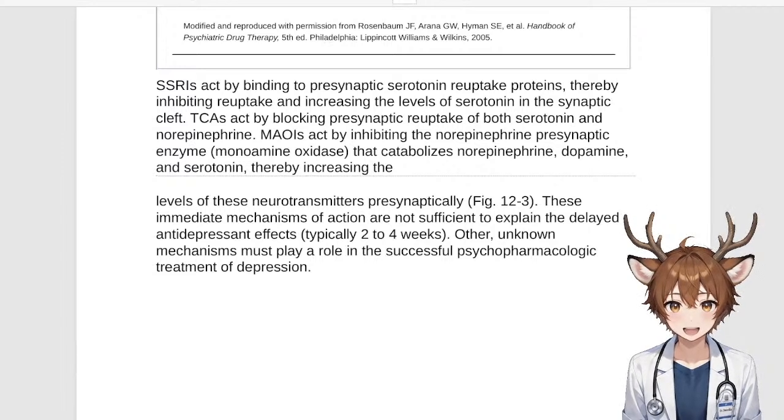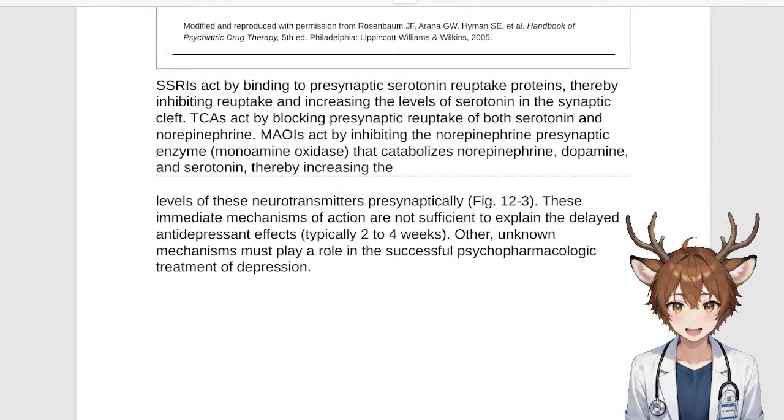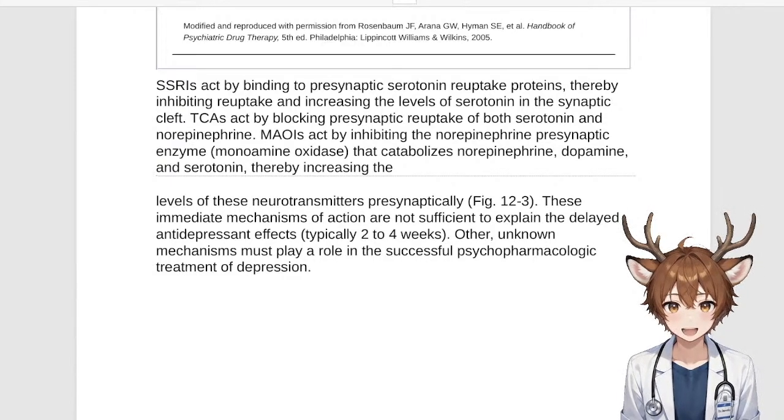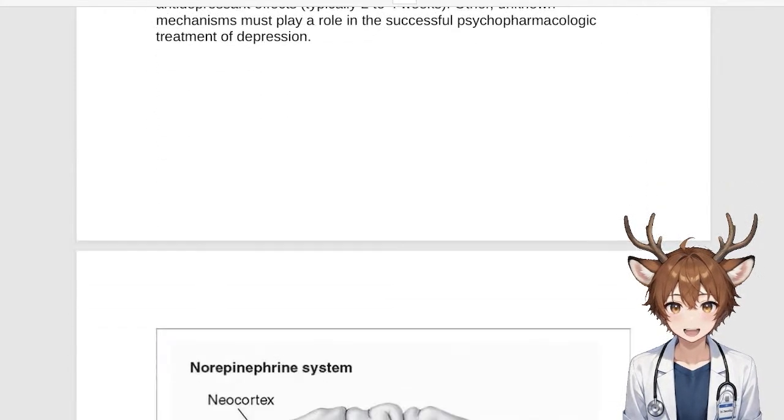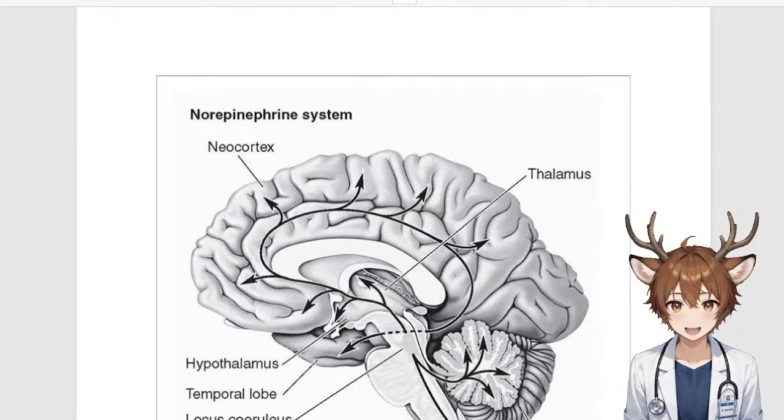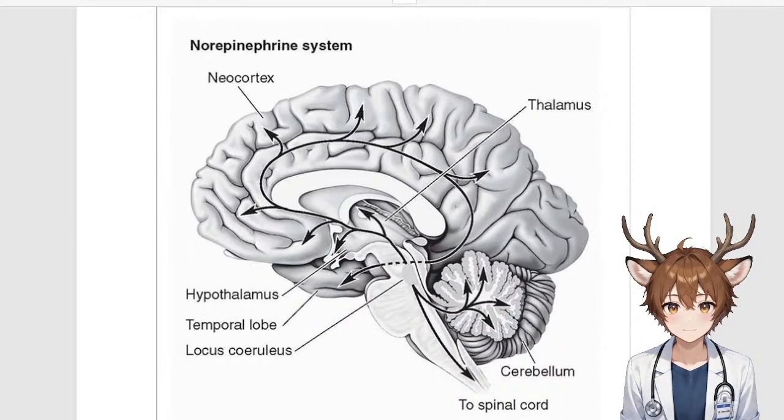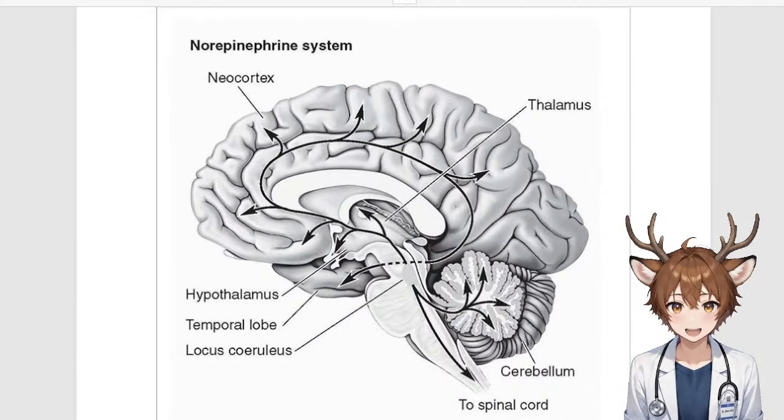Other unknown mechanisms must play a role in the successful psychopharmacologic treatment of depression. So what they're saying is, we know some of the mechanisms involved in why they work the way they do, but not really the whole thing. It's sort of a black box, a gray zone. So here's another picture of the brain.